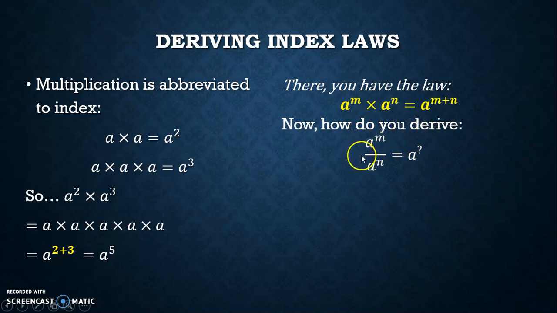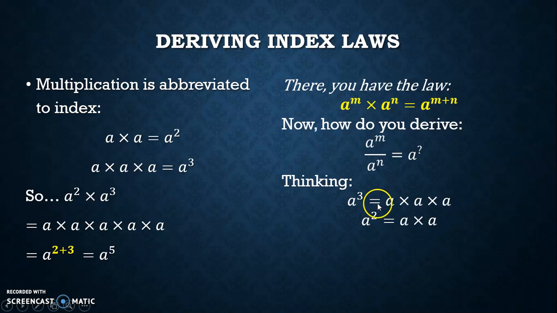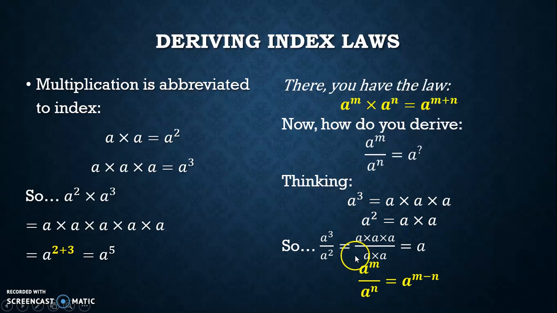Similarly, are you able to derive what happens if it's a to the power of m divided by a to the power of n? Again, index notation is written in this way. So if I say a to the power of 3 divided by a to the power of 2, then you basically have a to the power of 3 take away 2, that is a to the power of 1. So the second index law is written as a to the power of m divided by a to the power of n, which equals a to the power of m minus n.